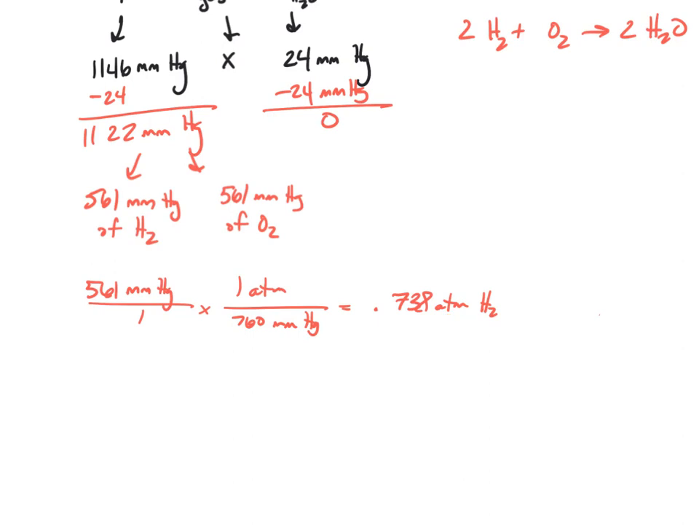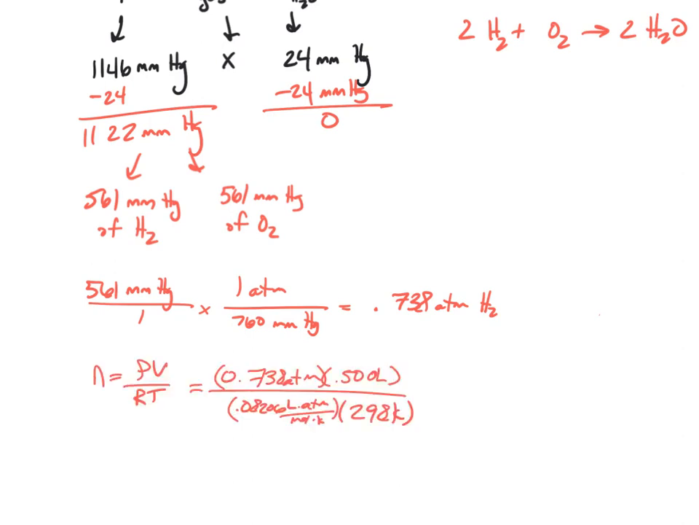Set up PV = nRT. You've got everything you need to solve for moles. If I rearrange PV = nRT to solve for moles, you get n is equal to PV over RT. So 0.738 atmospheres times 0.5 liters, divided by 0.08206, divided by 298, gives me an answer of 0.0151 moles of H2.